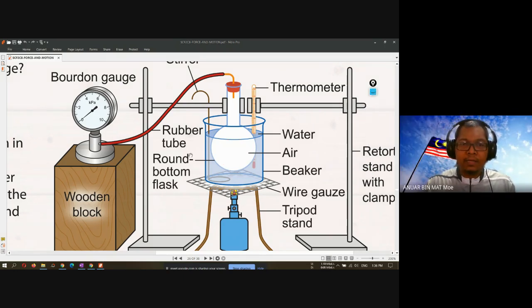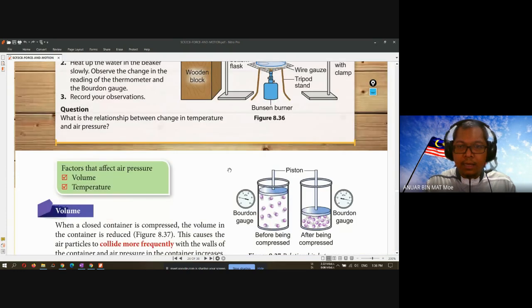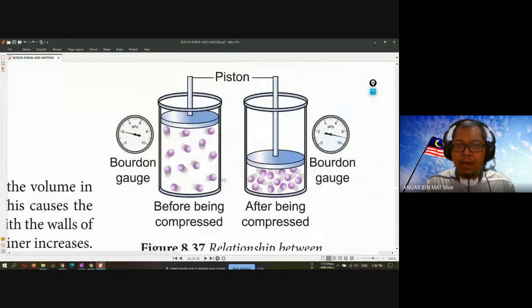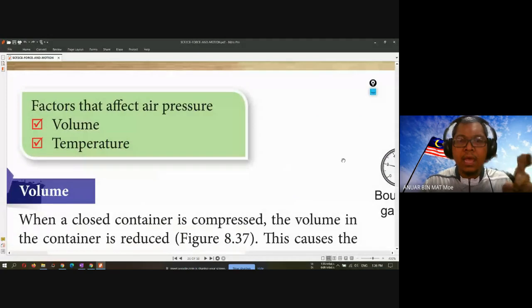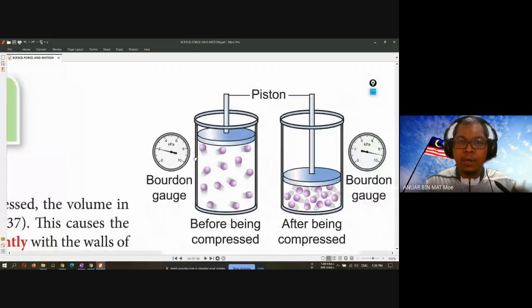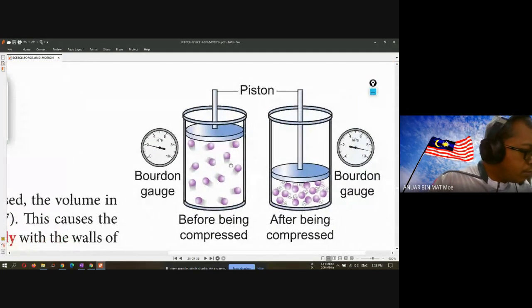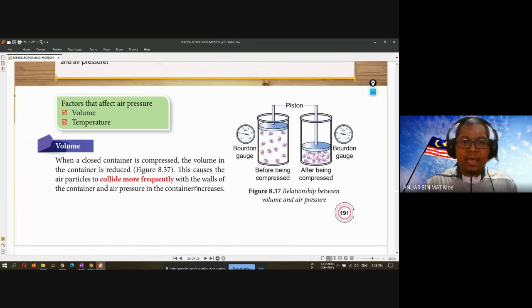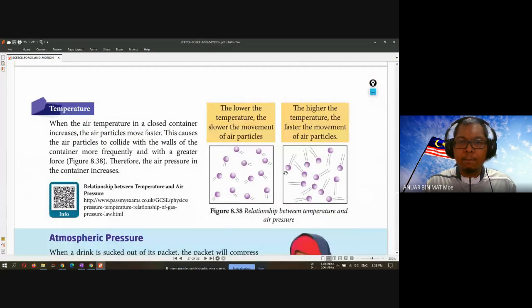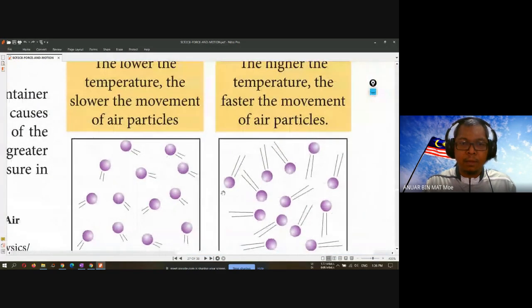Okay, I hope you understand this. You can read again about the two factors affecting air pressure. One is volume, and the second one is temperature. You can read it in your textbook, pages 191 and 192. I already gave you the example for this. Page 191, and this is about the temperature.